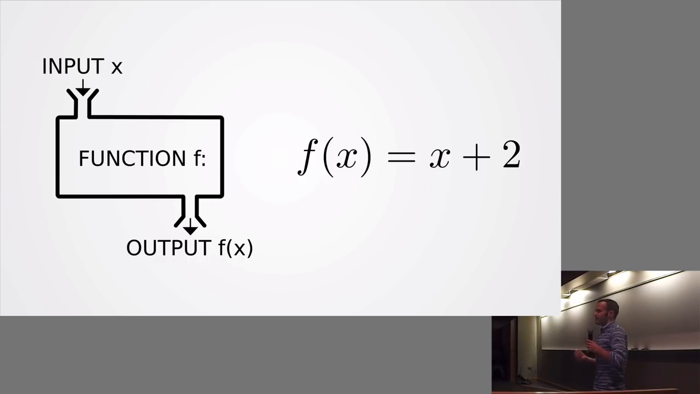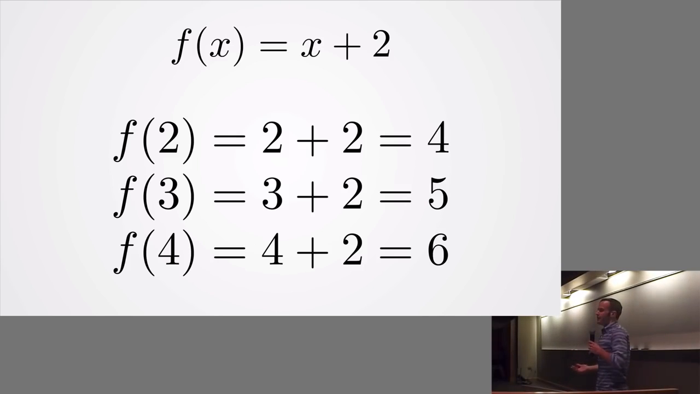It's like, oh, okay, this is just something that takes an input, we do some computation, and we produce an output. We understand that. If I pass in 2, I get 2 + 2 = 4. If I pass in 3, 3 + 2 = 5, and so forth.